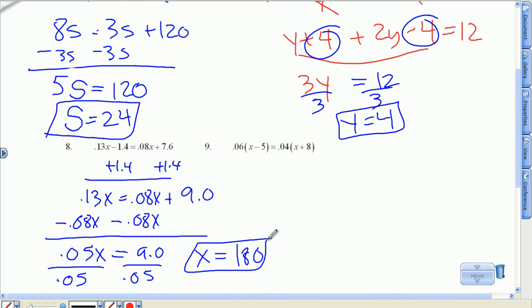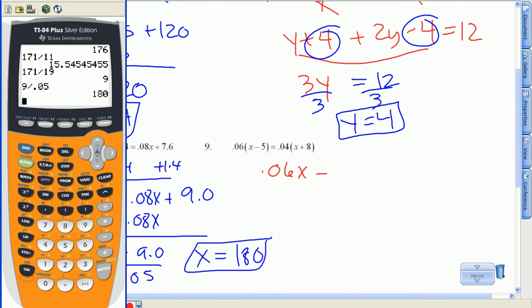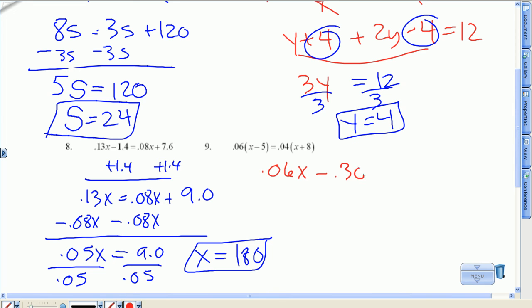All right, last question here. We have to distribute, so 0.06x minus, now we have 5 times 0.06. That's going to be 0.30, but we can verify that on the calculator. 0.30 is correct. Over here on the other side, we have 0.04x and then 0.32, which is 0.04 times 8. So we distributed.